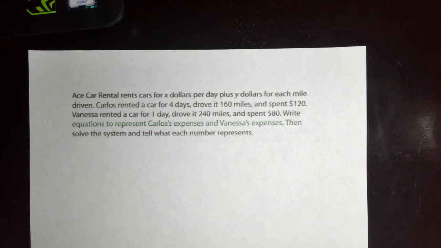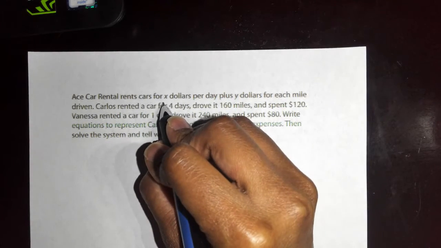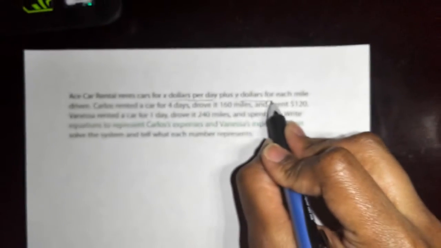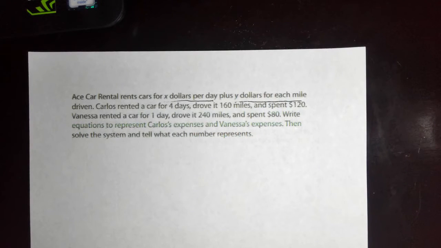What it wants us to do is write an equation that represents Carlos's expenses and Vanessa's expenses, then solve the system and tell what each number represents. The nice thing about this particular problem is that it already tells us what X and Y are, so we don't have to figure that out. X is the number of dollars per day and Y is the number of dollars for each mile that the car is driven. So let's go ahead and write an equation for Carlos.